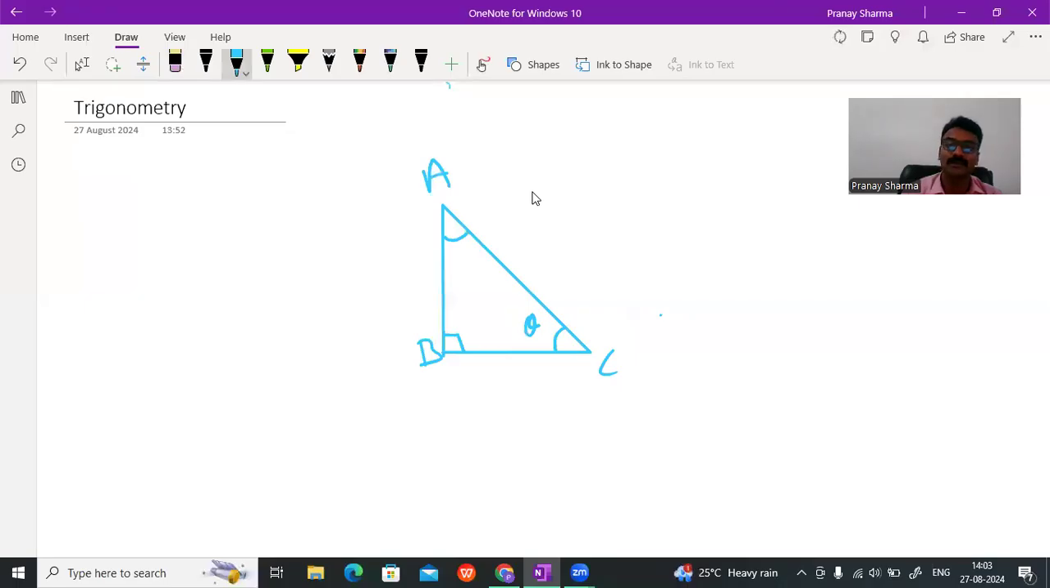Now we don't know whether AB and BC are equal. If they are equal, then this angle BAC will also be theta, right? But we don't know this. So we'll keep this intact.